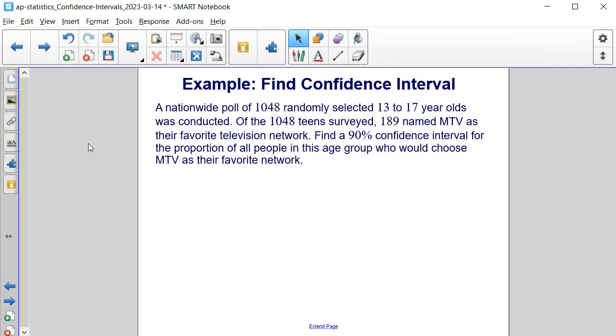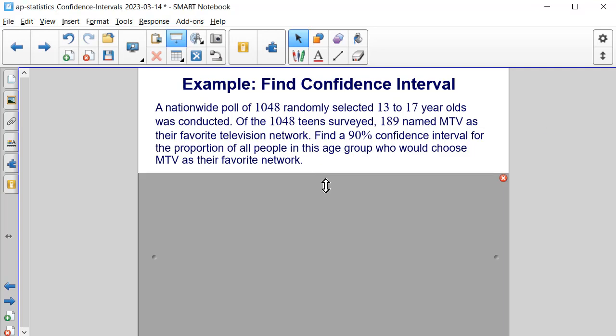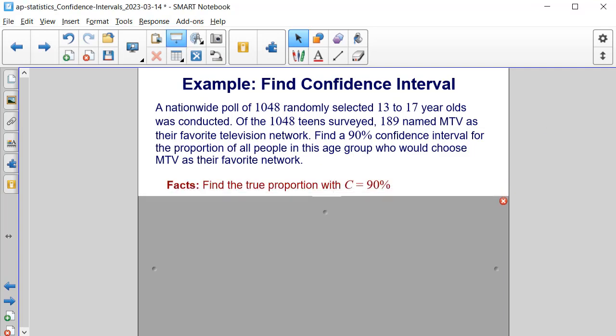Here's another example on finding the confidence interval. A national poll of 1,048 randomly selected 13 to 17-year-olds was conducted. Of the 1,048 teens surveyed, 189 named MTV as their favorite television network. Find a 90% confidence interval for the proportion of all people in this age group who choose MTV as their favorite network.